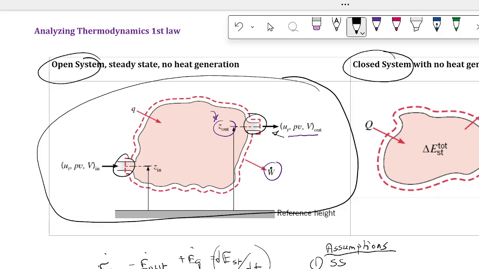Plus m dot. You may be seeing it in the next step quiz, okay? Hi plus vi squared over 2 plus g zi, minus m dot. You can put an I subscript here, O subscript here, ho plus vo squared over 2 plus g zo. Now you guys remember what is H? What is H? No one? Thermal? Enthalpy, right? So what is the unit? Kilojoule per kg usually. So m dot in and out, those can be the same, right?